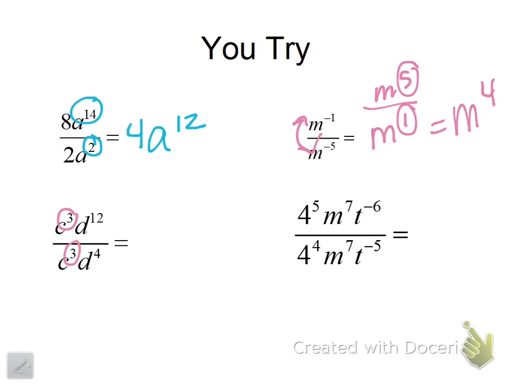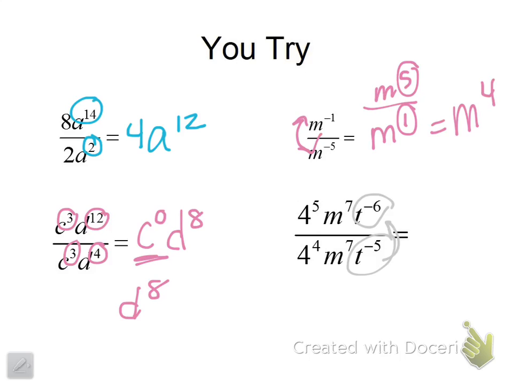Okay, 3 minus 3 is 0. 12 minus 4 is 8. C to the 0 is always 1, so we're just going to have d to the 8th. Okay, I'm going to flip-flop these because I need to have them be positive. So I'm going to have 4 to the 5th, m to the 7th, t to the 5th, over 4 to the 4th, m to the 7th, and t to the 6th.